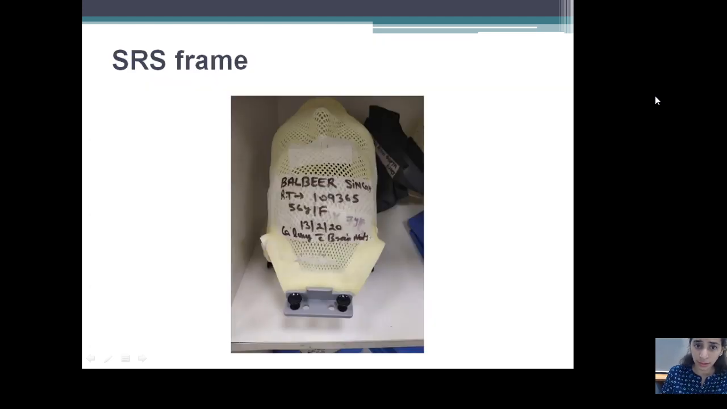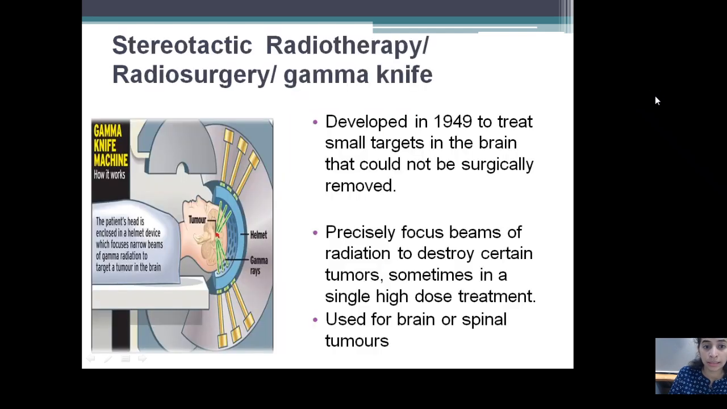This is one type of frame which is used in radiation therapy. So this is the frame which is used. We are using Linacs also for providing stereotactic radiotherapy. This is the type of frame which is used. And then we have another one, which is this one. There is a helmet type which is producing gamma rays.